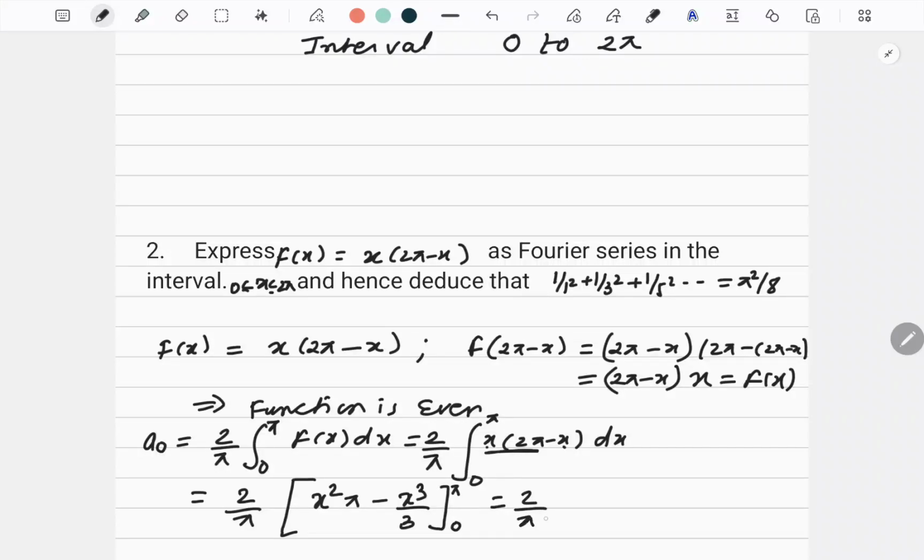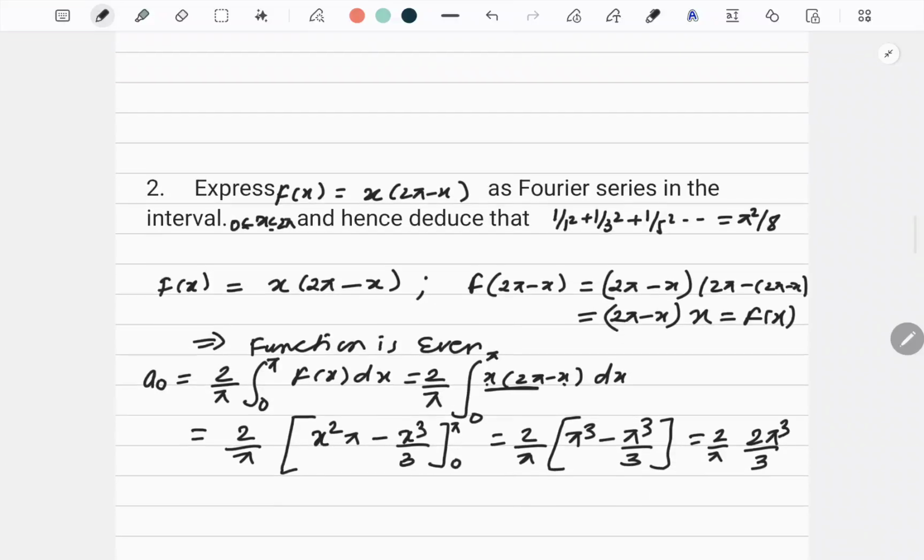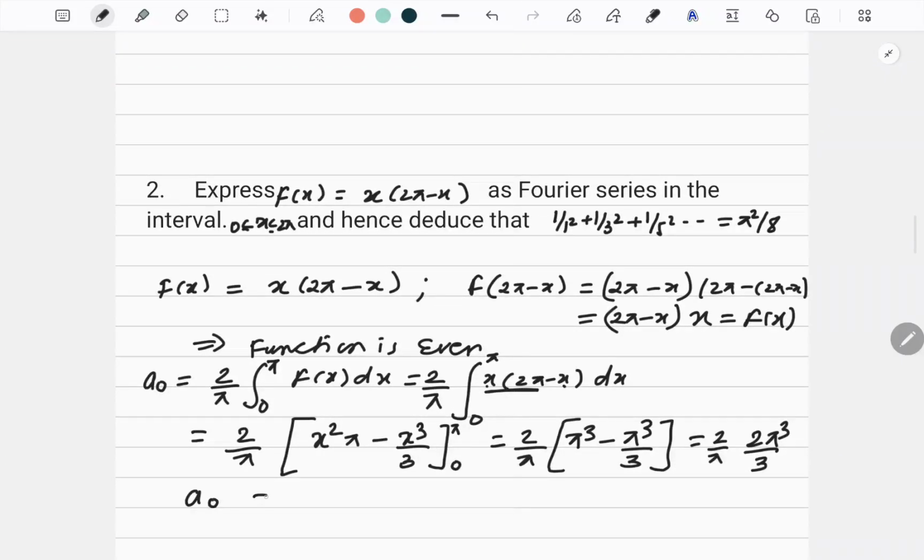So 2 by pi, now let me put the limit. When I put pi, I get pi cube minus pi cube by 3. When I put 0, the lower limit, it becomes 0. So 3 minus 1 is 2. 2 by pi is already there, and 2 pi cube upon 3. Correct? So I got my a0 value equal to 4 pi square by 3. Right? So I got my first value, a0.